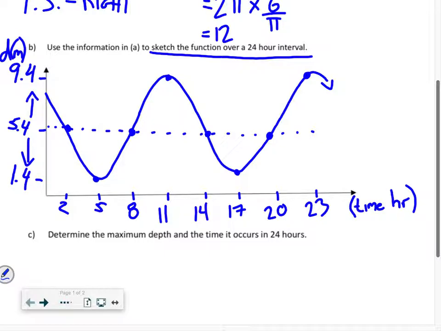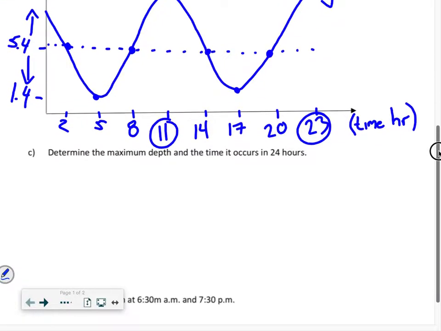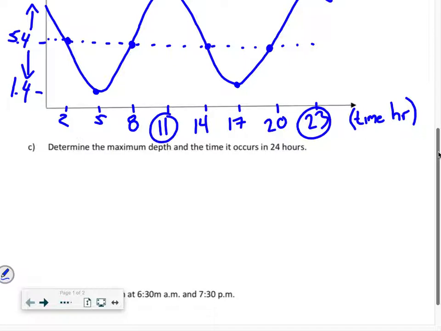All right, so it says what's the maximum depth and what time does it occur at? Well, the first one occurs at 11. That's a max. The next one occurs at 23. That's a max. So it actually occurs at 11 o'clock in the morning. So determine the maximum depth. The maximum depth we found from the amplitude plus the vertical translation.